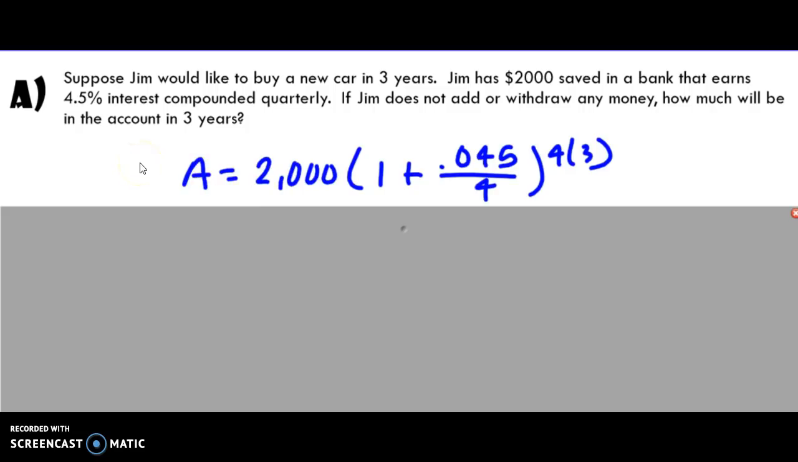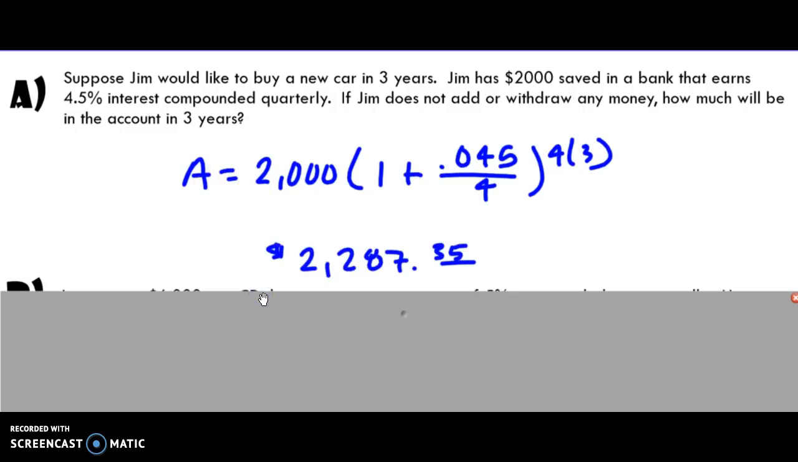So our equation will look like this. And then once you have that set up, you will be able to type that in your graphing calculators exactly as written, and you should get $2,287.35. Things to point out, again, the 4.5% was entered as 0.045. And then the n is in the bottom of this fraction, and also again in the exponent, so you use the value 4 for quarterly twice.